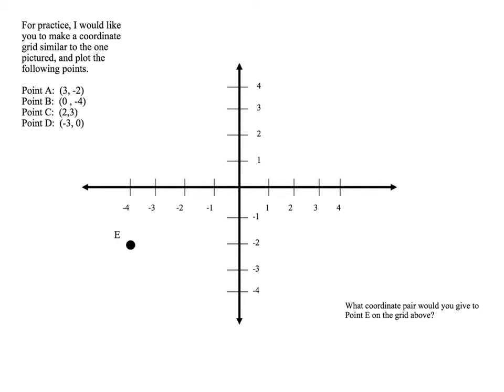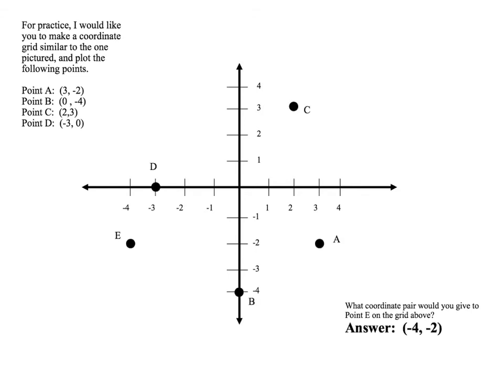For practice, I would like you to make a coordinate grid similar to the one pictured and plot the points that I have listed here. I have 4 different points, point A, B, C, and D. So after you have plotted those particular points, go ahead and turn this back on again and see whether or not your points match when I give you the answer. Also, I'd like you to take a look at where I have E, and I'd like you to give me the coordinate pair that you would give to point E on this particular grid.